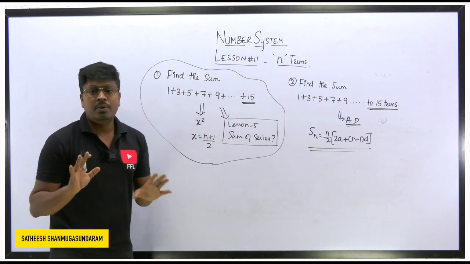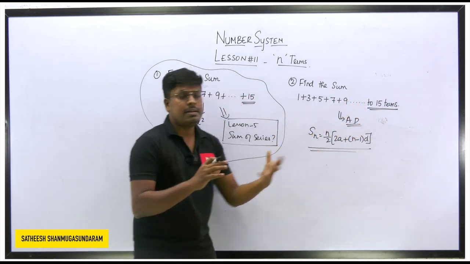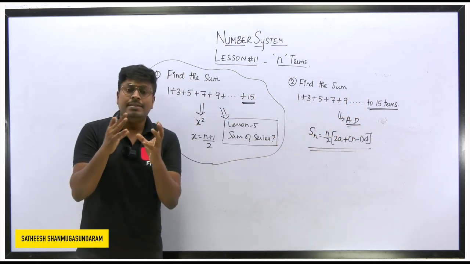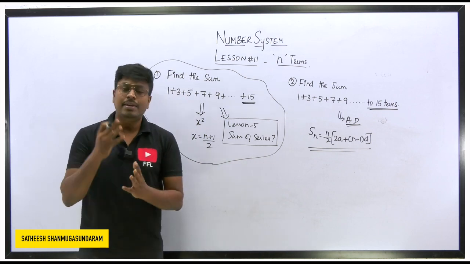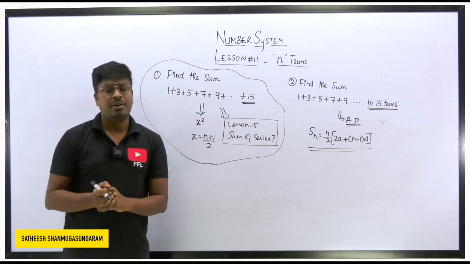So now in this video what we are going to learn is, in case the last term is 15 terms or 200 terms, if the series is in this pattern, we have to solve the question by using the AP formula, that is the arithmetic progression formula.